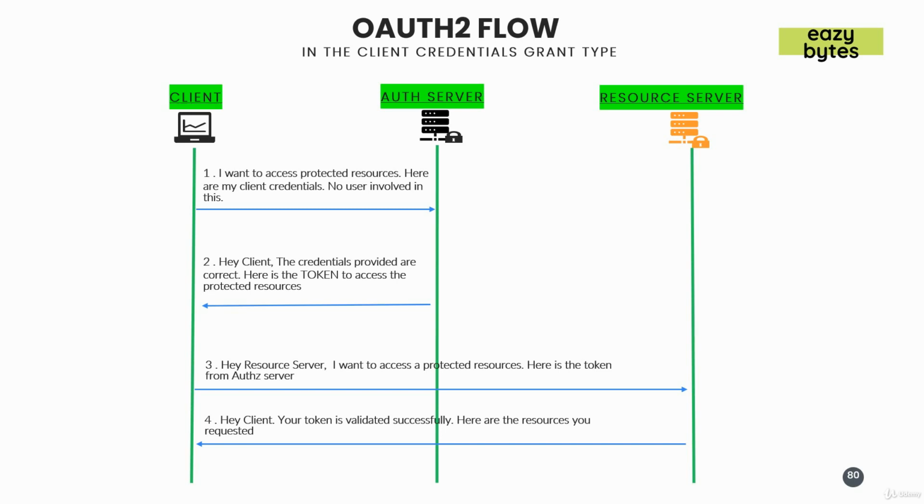In the second step, the auth server validates the client credentials and gives an access token to access the protected resources. Now in the third step, the client will make a request to the other application from which it is trying to get some protected resource, by passing the token it received from the auth server. And at last, the resource server or other backend application will validate this token by connecting to the auth server and eventually provide the resources that the client is requesting.